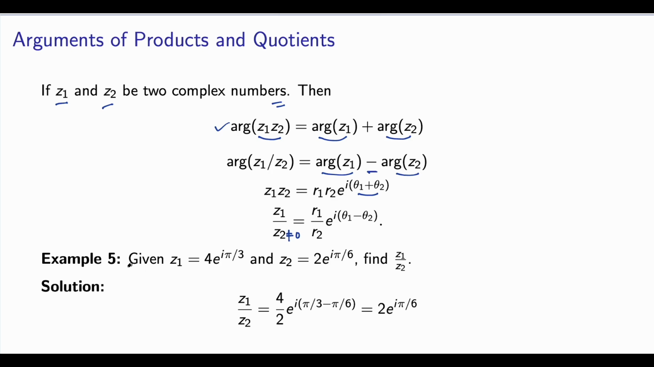Then in that case, let us consider one problem. Given z1 is 4 e power I pi by 3 and z2 equal to 2 e power I pi by 6, find z1 by z2. So using the above formula, z1 by z2 equals 2 e power I pi by 6, right? The difference of the angles.